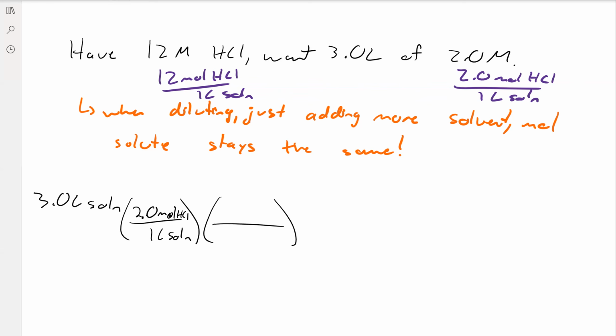And then we want to cancel those out, right? Liters of solution, liters of solution. Now we're at moles of HCl. And what we want to know is how much volume of the 12 molar to take. So then we can use our 12 molar. So 12 moles HCl over 1 liter of solution. And you'll get 0.50 liters of 12 molar solution.